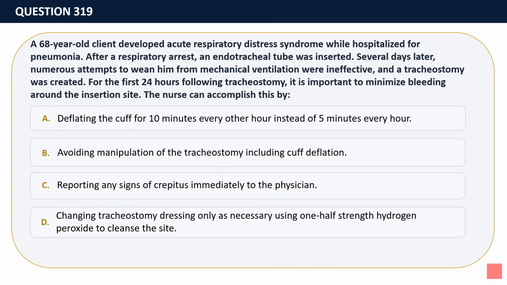A. Deflating the cuff for 10 minutes every other hour instead of 5 minutes every hour. B. Avoiding manipulation of the tracheostomy including cuff deflation. C. Reporting any signs of crepitus immediately to the physician. D. Changing tracheostomy dressing only as necessary using 1/2 strength hydrogen peroxide to cleanse the site.